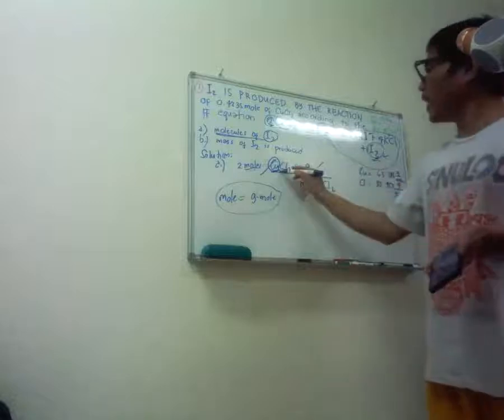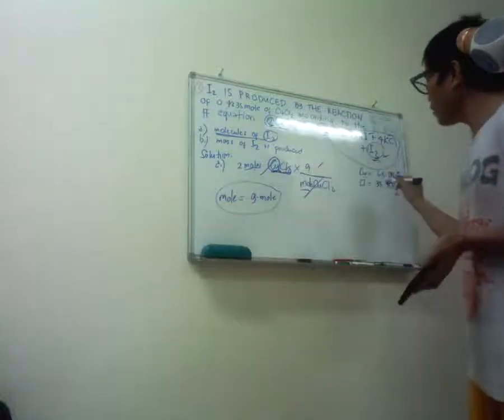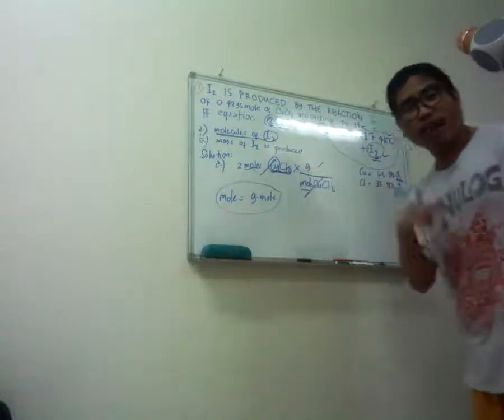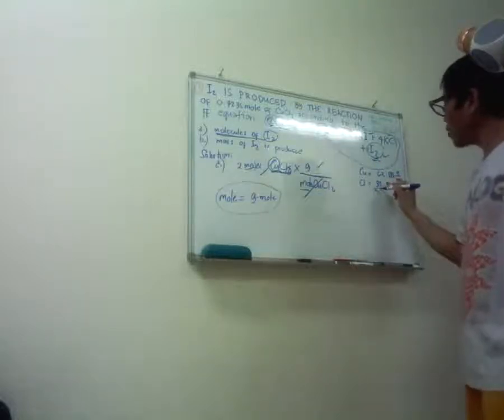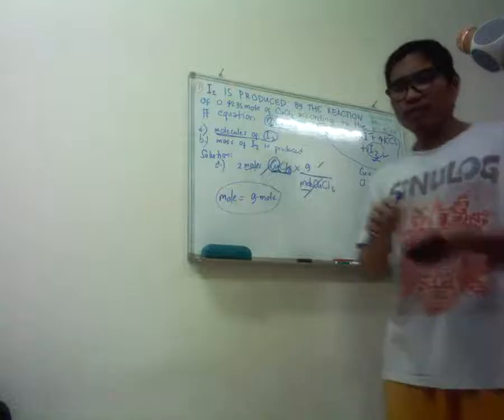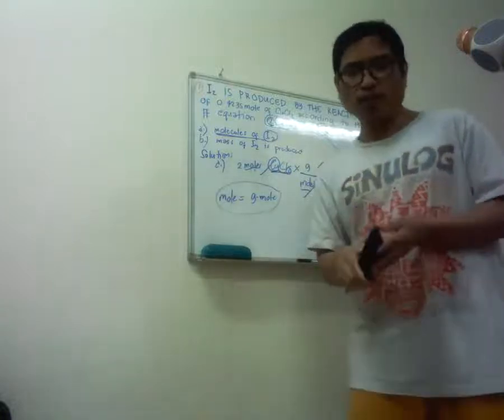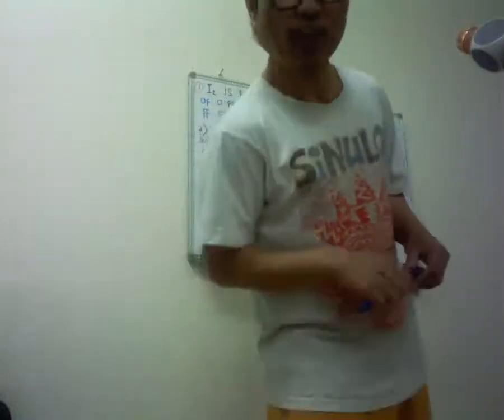Now, this is chlorine. So, the subscript will be multiplied by the atomic weight or atomic mass of chlorine. So, times 2. Ganon. I need a calculator to make it fast.